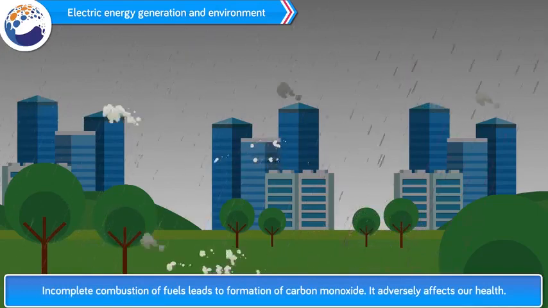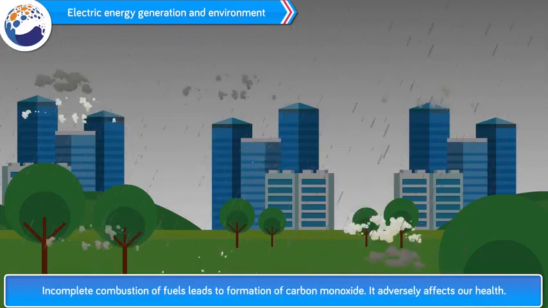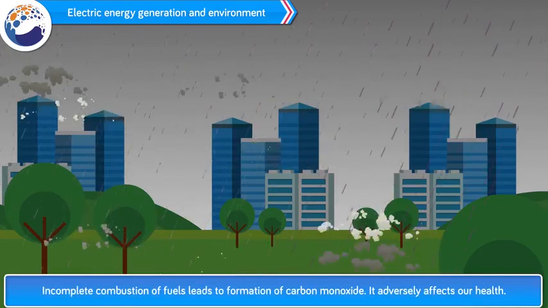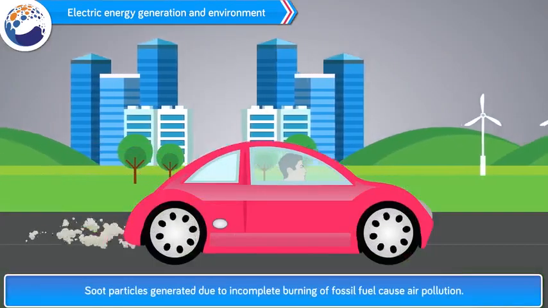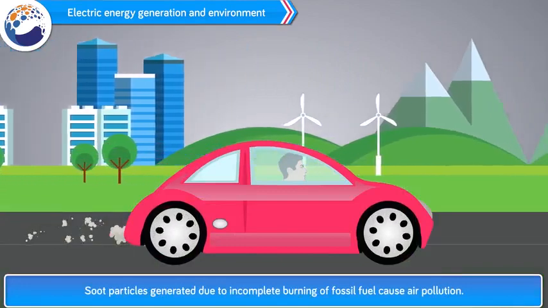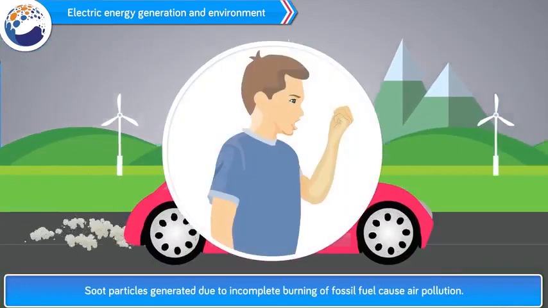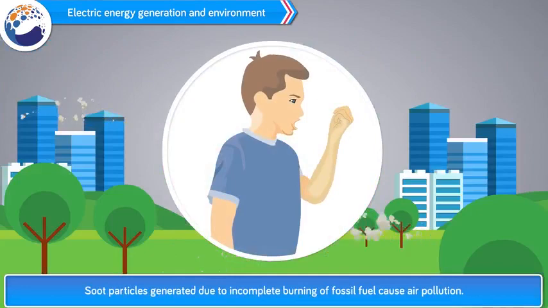Incomplete combustion of fuels leads to formation of carbon monoxide. It adversely affects our health. Soot particles generated due to incomplete burning of fossil fuel cause air pollution. It can lead to problems related to the respiratory system like asthma.